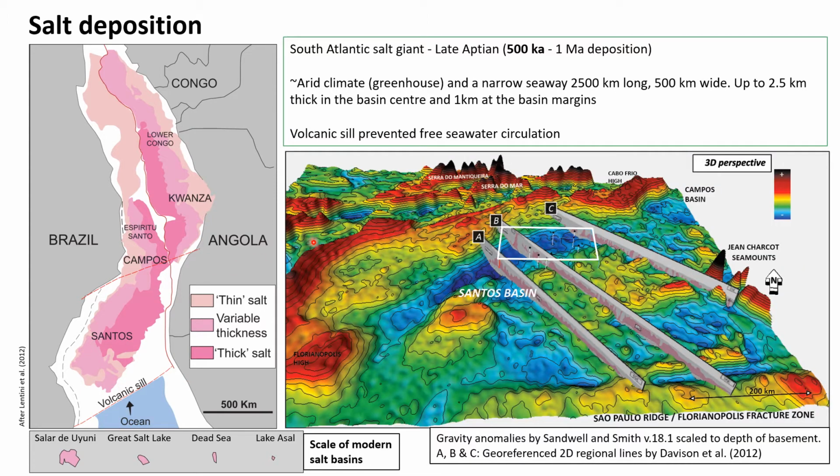That volcanic seal is represented by the São Paulo Ridge and the Florianópolis Fracture Zone in this gravity map scaled to depth of basement. These regional seismic lines illustrate salt thickness variations across the basin. The 3D seismic survey covers a large part of the São Paulo Plateau and an intrabasinal high called the Outer High, which includes also the Tupi subhigh and the Sugarloaf subhigh.